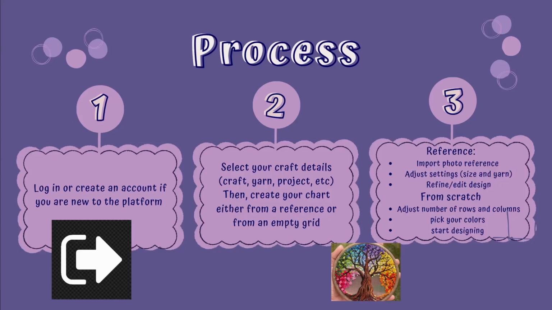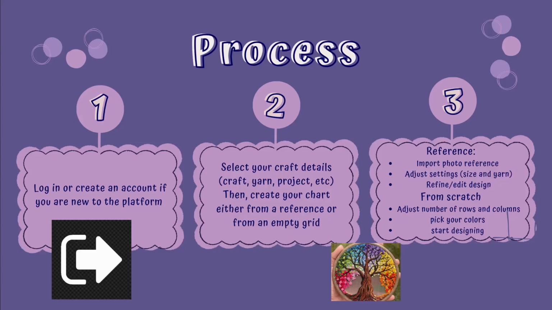Then you're going to select your craft details. So similar to what we talked about, if you're doing crochet or knitting or cross stitch, you're going to choose your yarn, the project type that you're actually going for, and then you're going to create your chart either from a reference or from an empty grid. If we're talking from a reference, this would involve importing your actual photo reference, adjusting the settings, which are going to include things like the size as well as the yarn colors, and then refining and editing that design once you're in the actual chart editing interface.